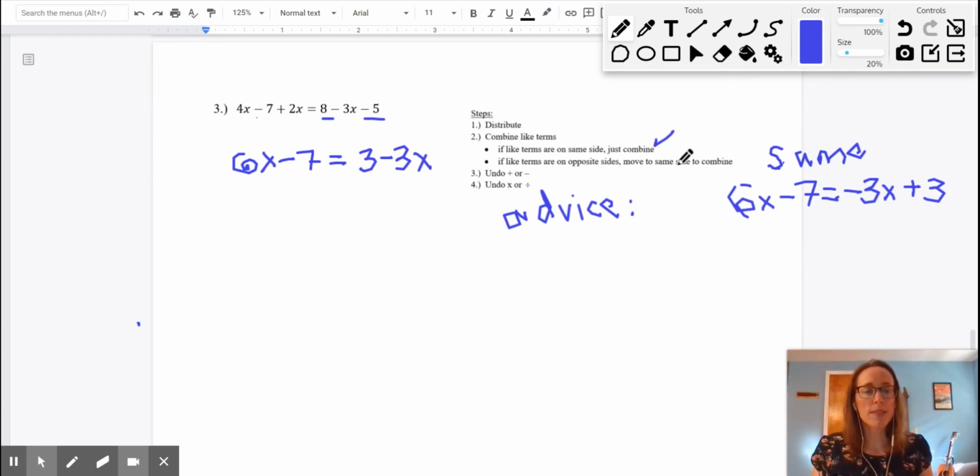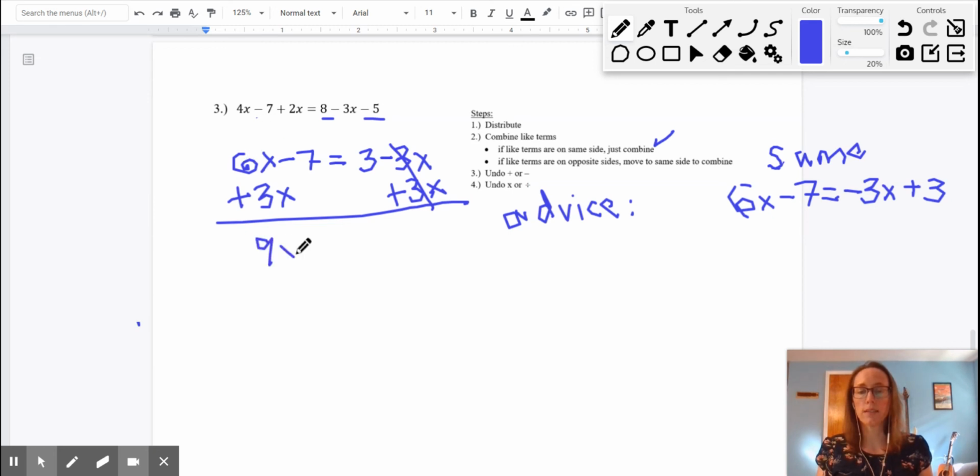Now that we combined on the same side, we want to look at the terms on opposite sides, the 6x and minus 3x. And we want to combine those by moving them to the same side. So here's where you have that choice. Do you want to move the 6x over, or do you want to move the 3x over? Either one is correct, but I want to move the 3x over because I like positives more than I like negatives. And I bet you feel the same way. So to move the minus 3x, I'm going to add 3x. This makes 0. Over here, I get 9x minus 7 equals 3. And then this made 0, so I don't have to write plus 0 because it wouldn't have any impact.